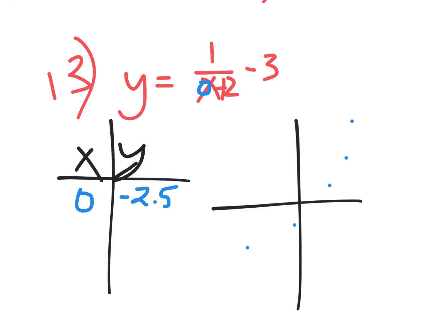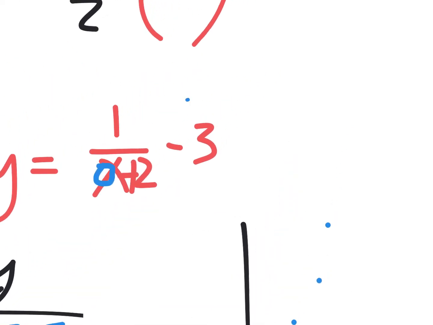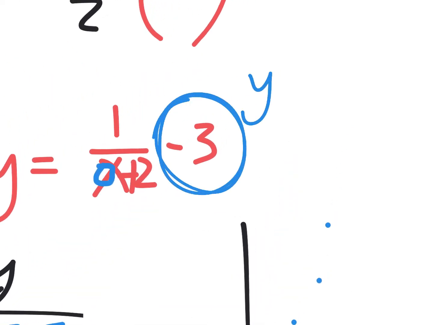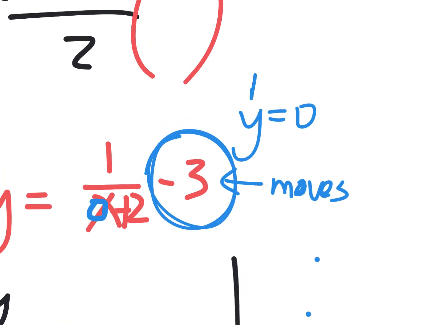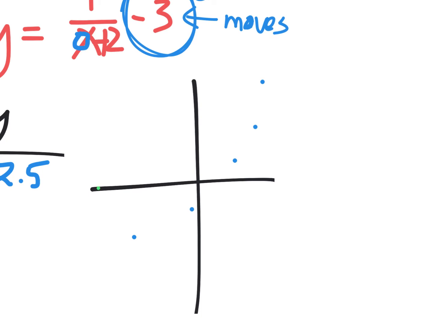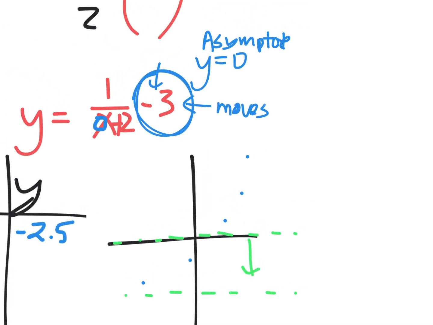Last thought, the asymptote. It starts at y equals 0 and then moves down 3. So this would start at y equals 0, which would be like this, and then it moves down 3. So this tells you where the asymptote moves. They always start at y equals 0. So in this case, we'll have an asymptote that's down 3.